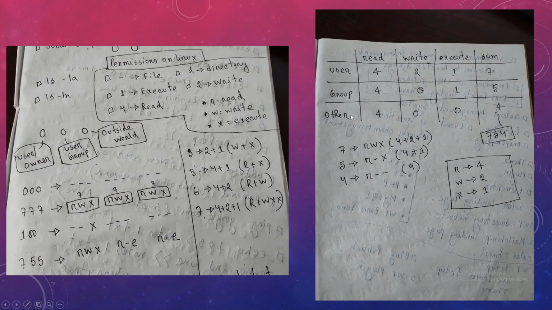And as you can see, the next one is 4, so it only has the ability to read, it doesn't have the ability to write or execute. So it only shows us r dash dash, so basically it can only read.